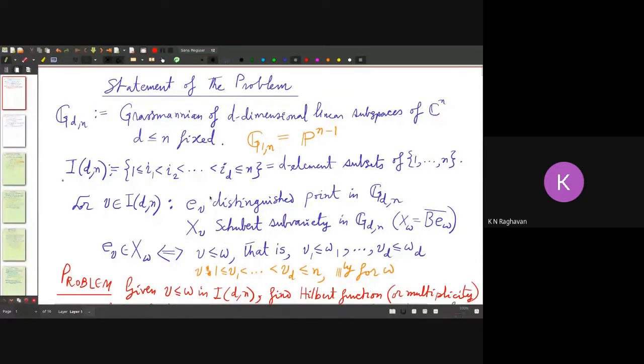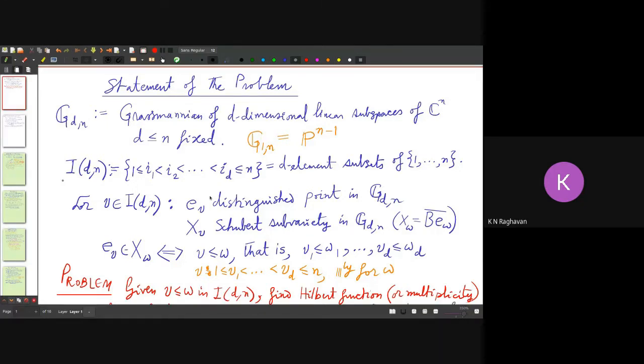The title of the talk is Hilbert functions or multiplicities of points on Schubert varieties in the Grassmannian. I will start with a statement of the problem, and as I mentioned in the abstract, with apologies to experts in the audience, I will recall details of Schubert varieties and Grassmannians. But at the beginning, I would like to just state the problem.